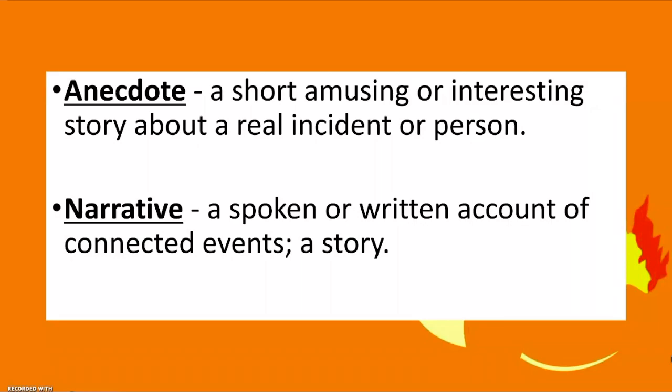It's kind of like when you tell your friends what you did over the weekend. You may embellish a little bit, but those events actually happened. The next one's going to be a narrative. This is a spoken or written account of connected events. It's kind of like a story. Again, kind of like a personal story when you're telling your friends what happened in third block or something like that. So anecdote and narrative are some things we're going to be reading the next few lessons.